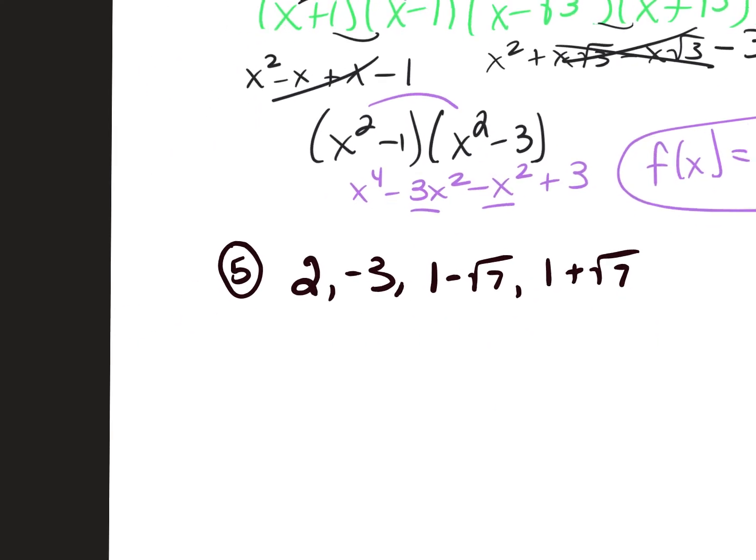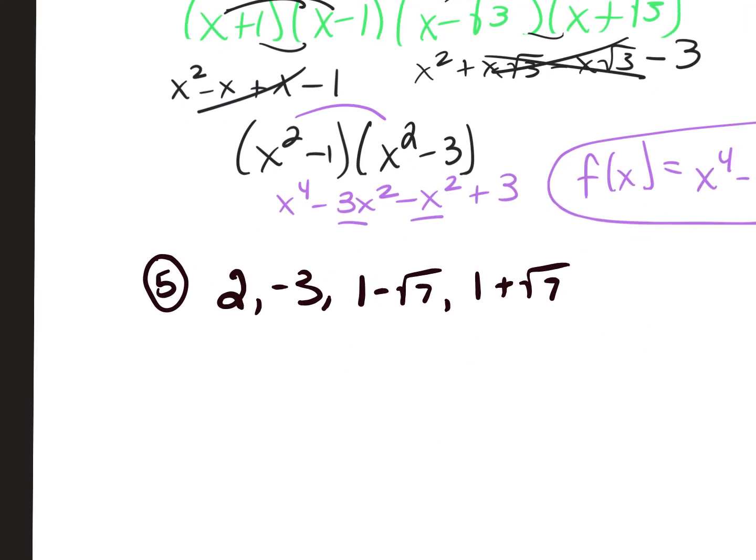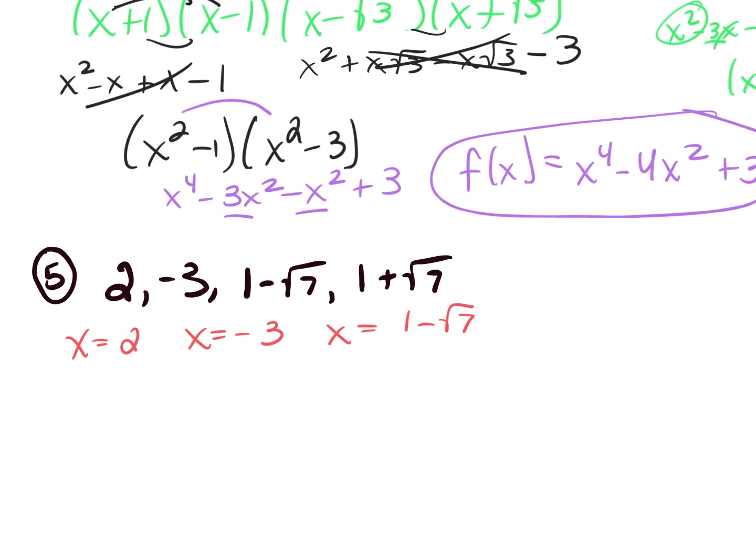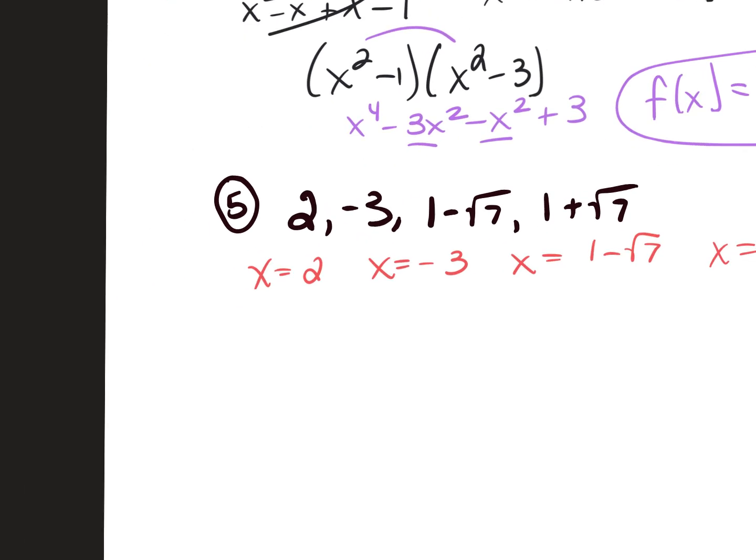So now the last one, we'll get this all set up. You guys see we have 4 roots. So I have x equals 2, x equals negative 3, x equals 1 minus root 7, and x equals 1 plus square root of 7. So when we set this up, same thing. We're going to go through this.